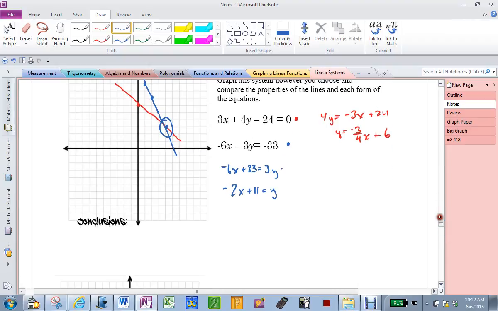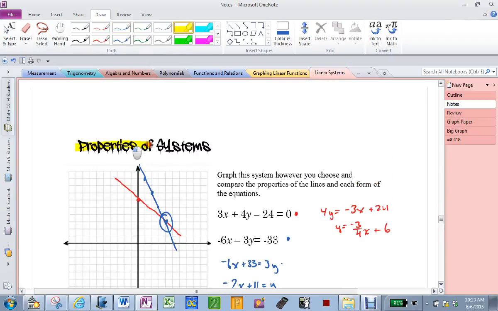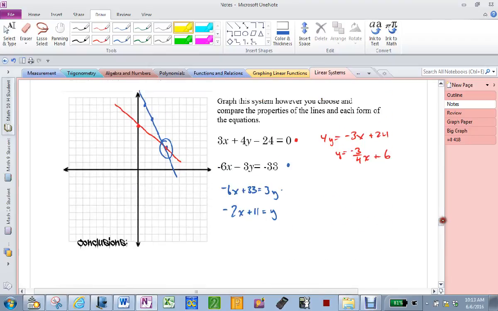So, this you already know. It's review. What are the conclusions that we can generate that would fit under the heading properties of systems? So you have a system. What do you know about that system after we graphed it? How many solutions are there? 1, right? So the first conclusion we can make: there is one solution. Why is there only one solution? Because there is only one intersection, yes?